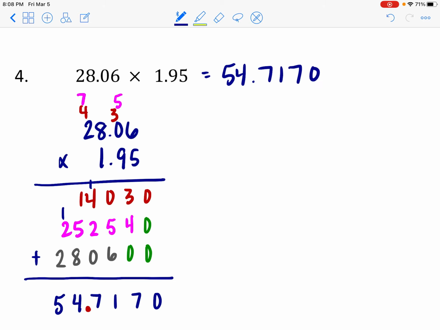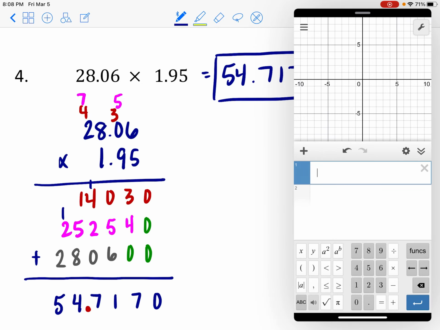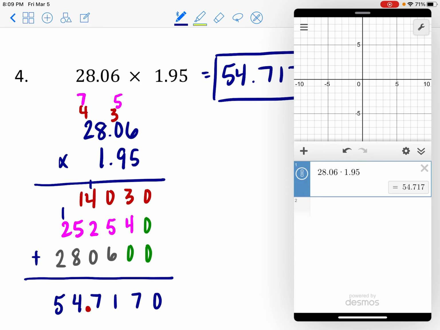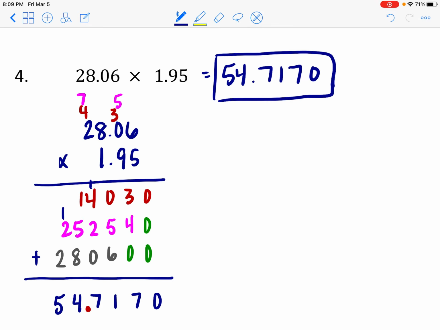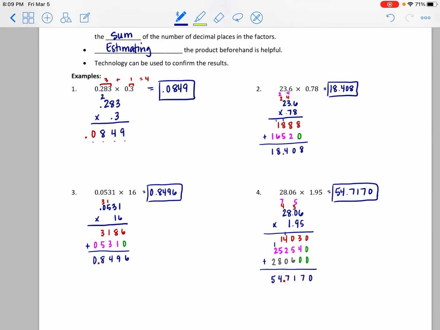So this is going to be 54.717, and we know we have the 0 at the end. Not completely necessary, but not wrong to have it there as well. And just to be safe, let's go ahead and confirm 28.06 multiplied by 1.95 gets us 54.717. Perfect. Okay? So there it is, multiplying of decimals.